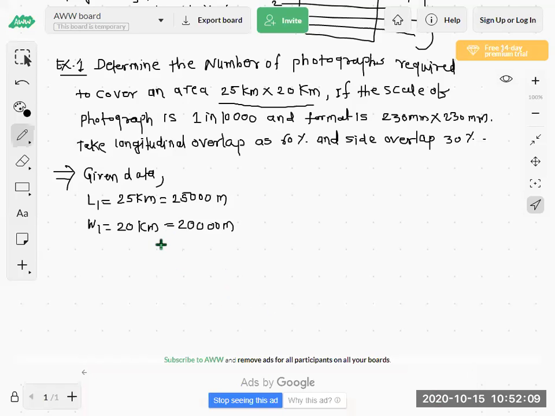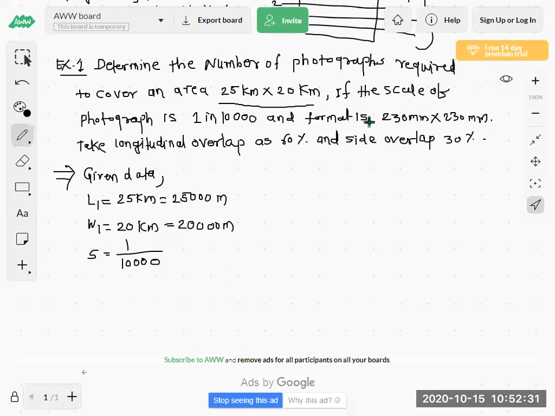Okay. Now next, what is given? Scale is given. S is equal to 1 in 10,000, which means a 1 in 10,000 scale is given. Then what is given? Size of photograph. The format is 230 mm by 230 mm.